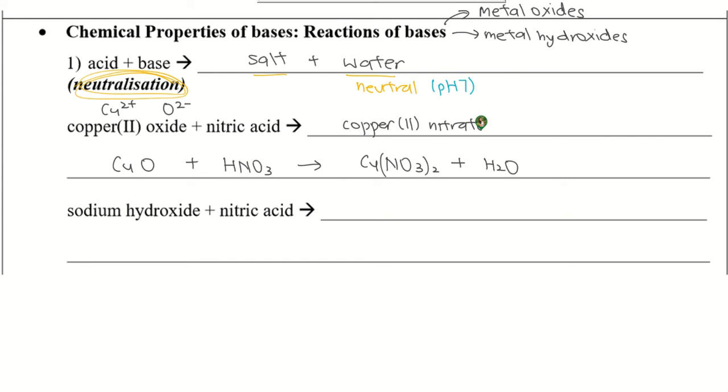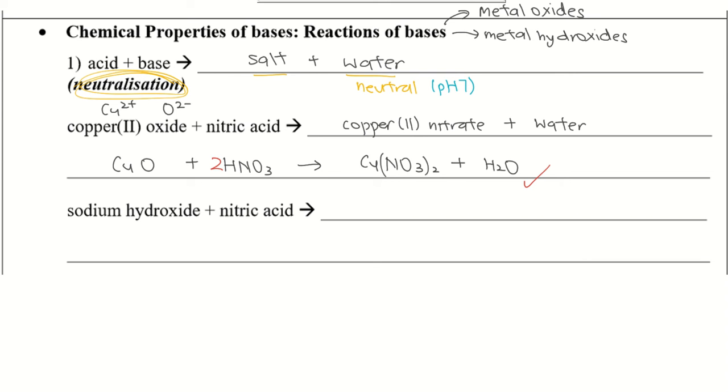Note that the copper 2 remains as copper 2. And we have copper 2 nitrate plus water. Are we done yet? No, we have to check whether it is a balanced chemical equation. I need to put the 2 in front of HNO3 because I have 2 NO3 on the right hand side. And after checking, this is a balanced chemical equation.